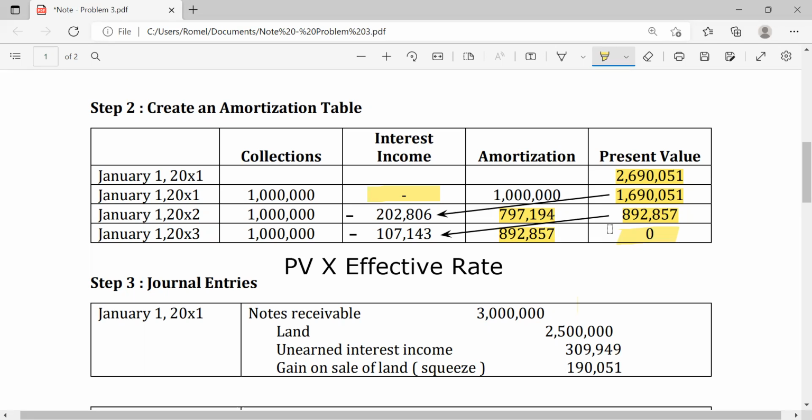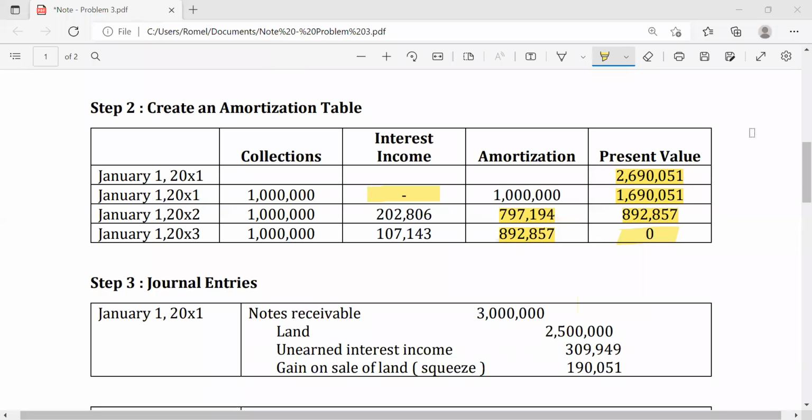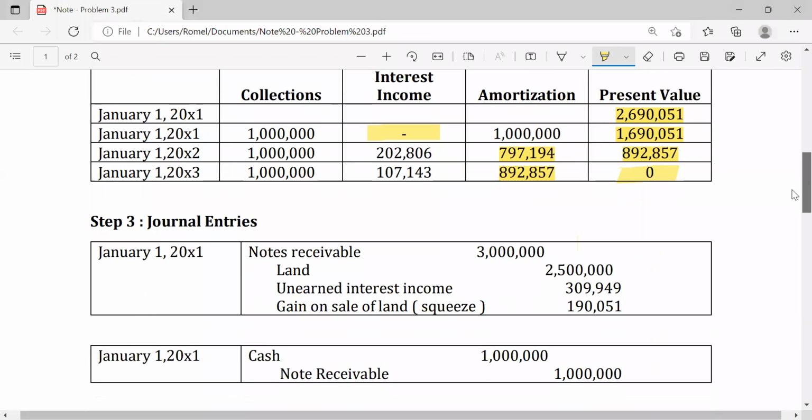So, we're done with the amortization table. So what are the journal entries for this transaction? So i-discuss na natin ngayon kung ano ang mga journal entries.